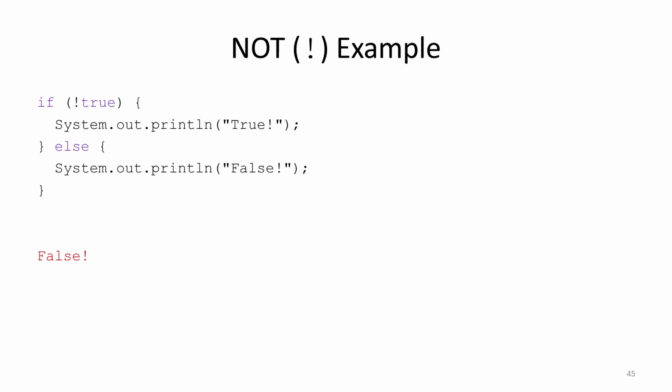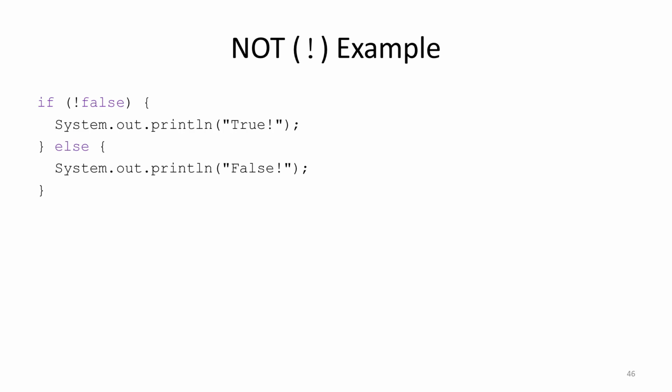You have a 50-50 chance here. What will print is false. Even though we have the Boolean value true in there, the exclamation point will flip the true to become a false, so the condition of the if becomes a false. And when the condition is false, that's when the else clause executes. So the message false gets printed out.